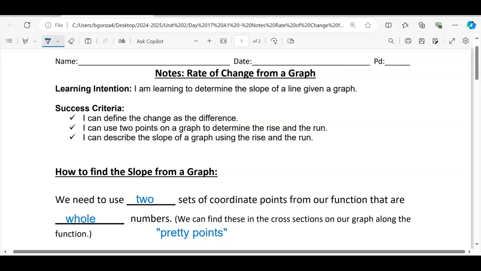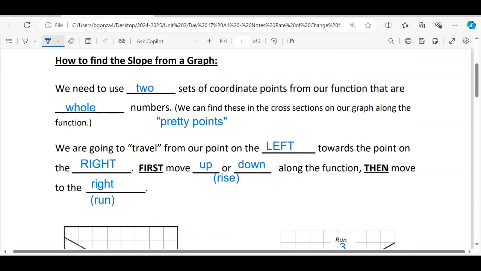You may have heard a teacher call them pretty points. I'm not going to be talking about pretty points in this class. I'm going to call them grid points. If you want to call them pretty points, that's fine. Just my style, you know what I'm saying? Grid points. All right, that being said, here's some more stuff to write down.